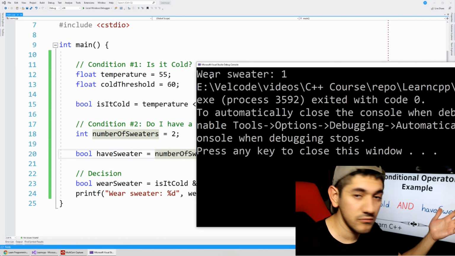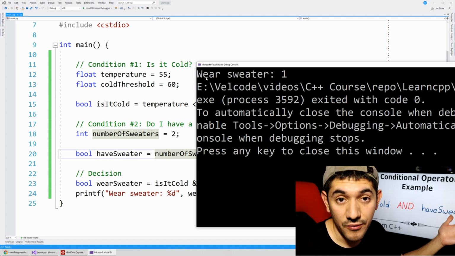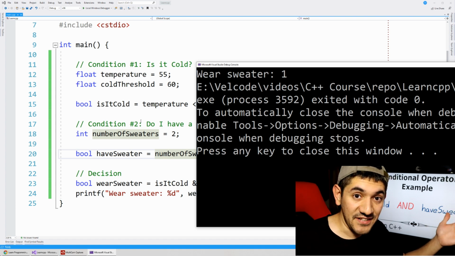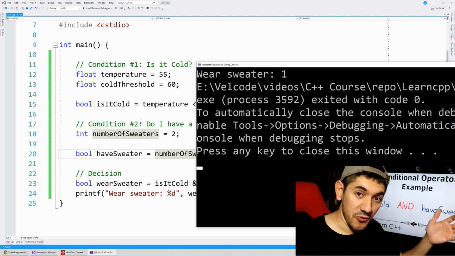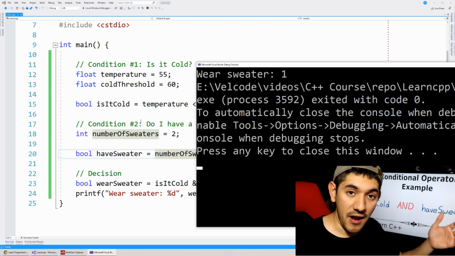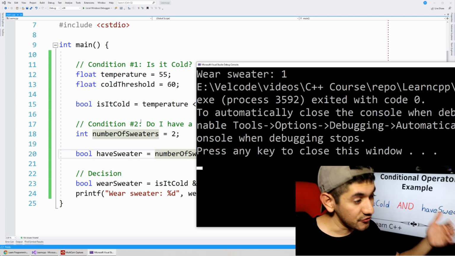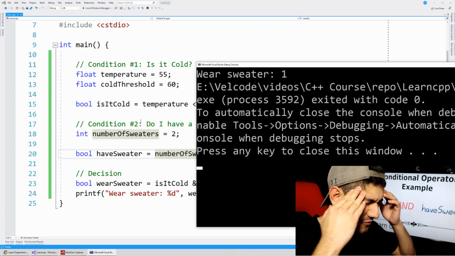Wear sweater: true. It's true. We have to wear a sweater. So that's it, right? We just wrote code to help us solve the problem of should I wear a sweater. You can use this code every day.